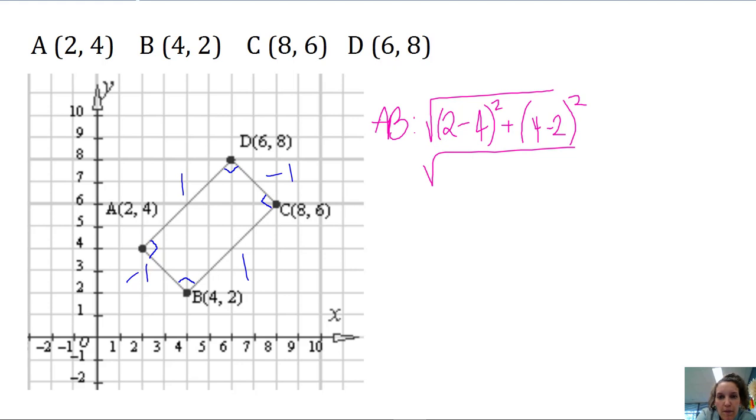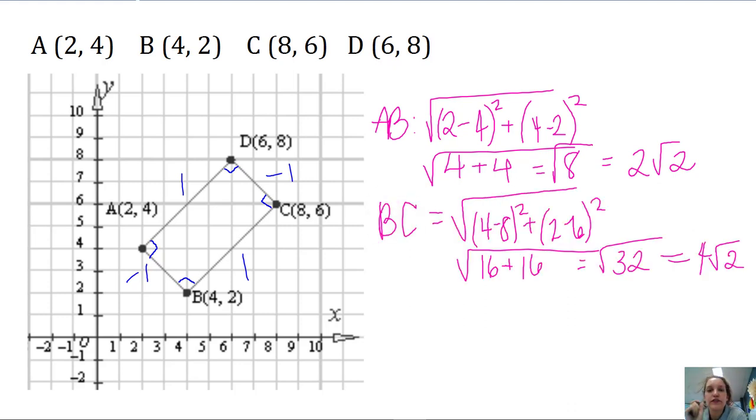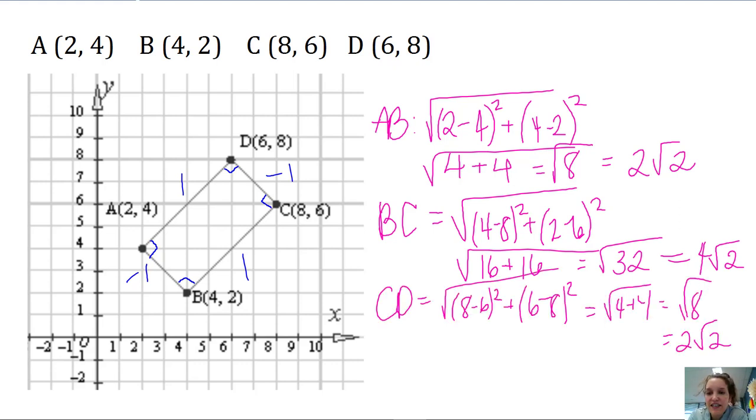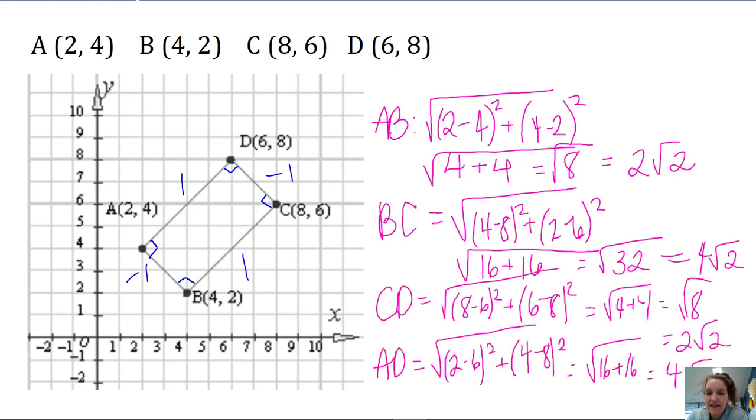So 2 minus 4 is negative 2, squared is 4. 4 minus 2 is 2, squared is 4. So this is root 8, which simplifies to 2 root 2. So then I'm going to find the length of BC. The length of BC is 4 root 2. The length of CD is 2 root 2. And the length of AD is 4 root 2.